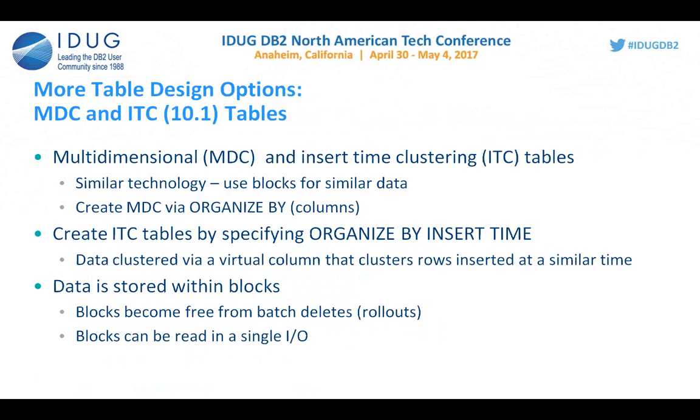I just want to talk about a few other design options here. One of these is looking at multidimensional clustering and insert time clustering tables. It's similar technology: insert time clustering, ITC, is an expansion of MDC. You create the MDC organized by names of columns, while ITC is organized by insert time, and that's another option if you want to take advantage of prefetch, because your key ranges are going to be in various cells within your table, and you can go in there very quickly. There's no need to reorganize an MDC table. It's very easy to roll out data doing a batch delete, because you're essentially only deleting certain blocks of data. Wonderful things in the correct application, MDCs and ITCs are very much your friend.